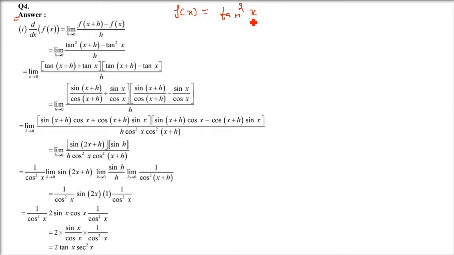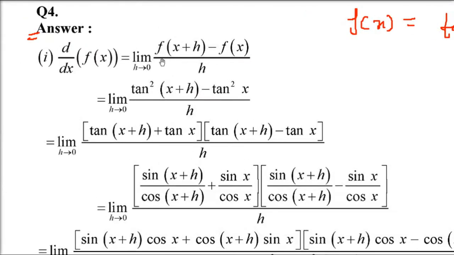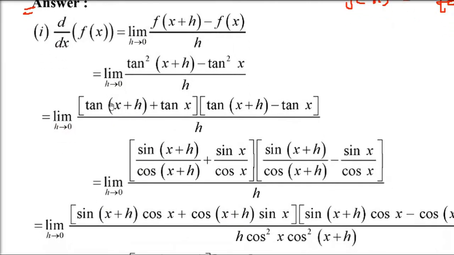f(x+h) minus f(x) by h. So wherever x is there, put x plus h. So if you see here, tan squared (x+h) minus tan squared x by h. Now this is a squared minus b squared, so (a minus b)(a plus b). Here a is tan(x+h) and b is tan x. Okay, now let us change it to sine and cos.